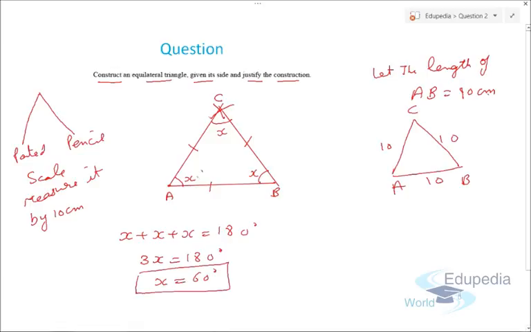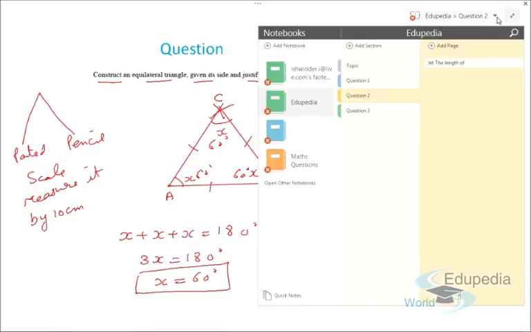So this means that each angle is 60 degree, right? So in an equilateral triangle, all the angles are 60 degree, or we can say that if in a triangle each and every angle is 60 degree, then it's an equilateral triangle. So this justifies our construction that if we draw the triangle like this, we can get an equilateral triangle. So let's discuss the next question, question number 3.